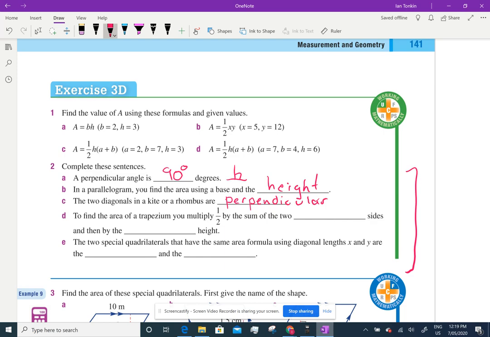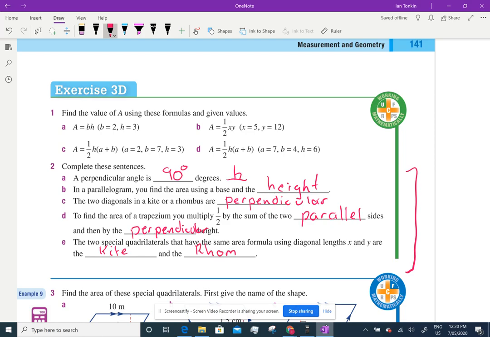To find the area of a trapezium, you multiply a half by the sum of the two parallel sides, and then multiply by the height. Multiply the side by the perpendicular height. Is that perpendicular again? The two special quadrilaterals that have the same area formula using diagonal lengths, x and y, are a kite and a rhombus.